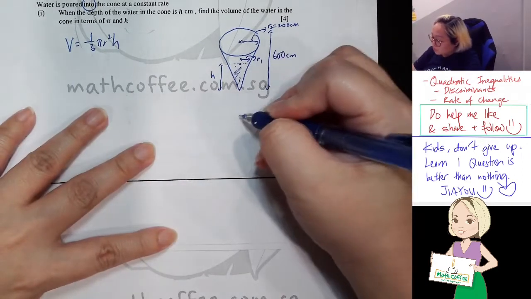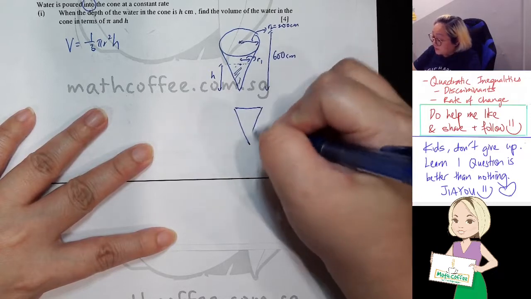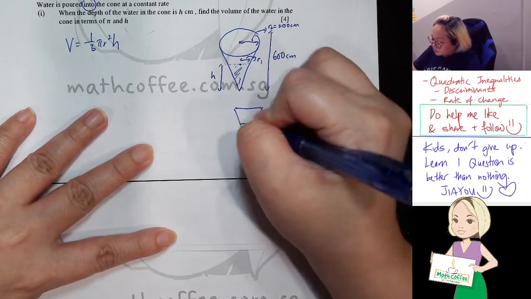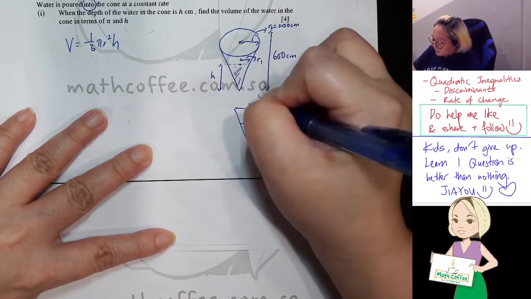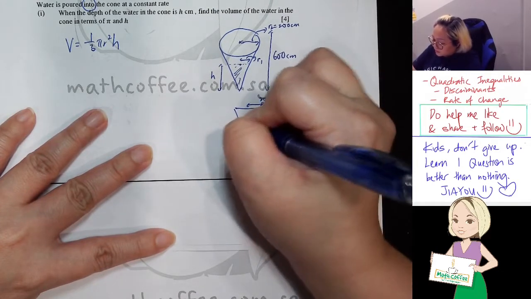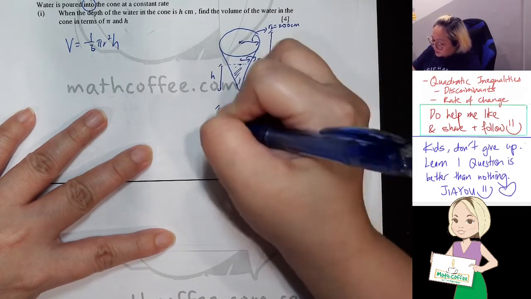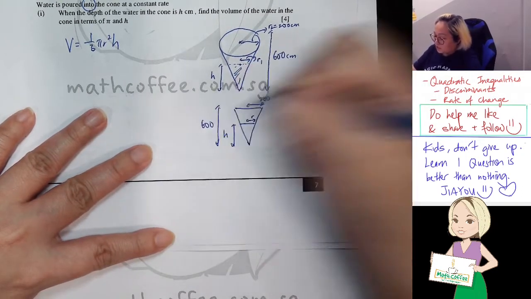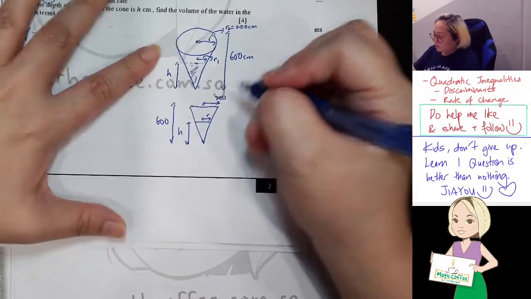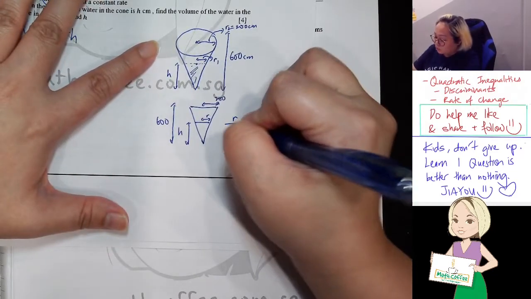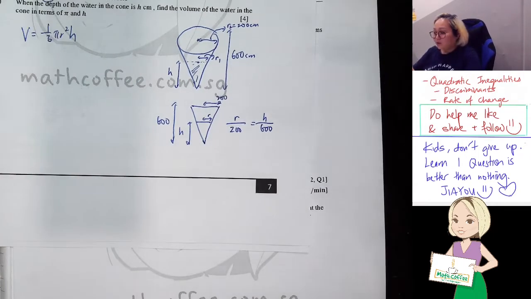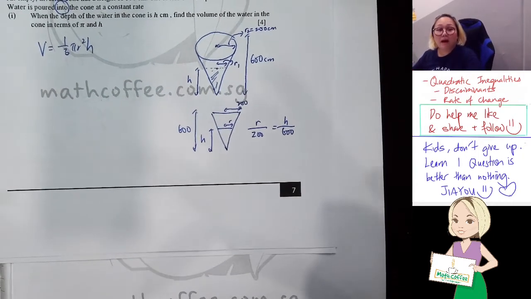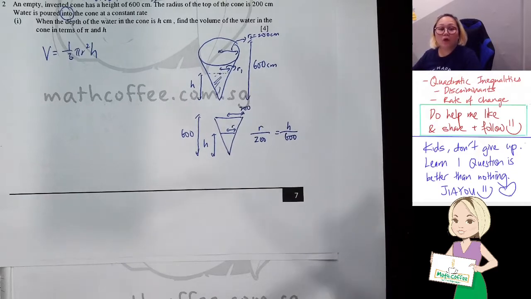So I'm going to use the similar triangle concept. So it is small over big. So actually this is my r, this is my 200, this is my h, and this is my 600. So small over big. So you will say r over 200 is equals to h over 600. So you are using the similar triangle to form the equation that relates between r and h.